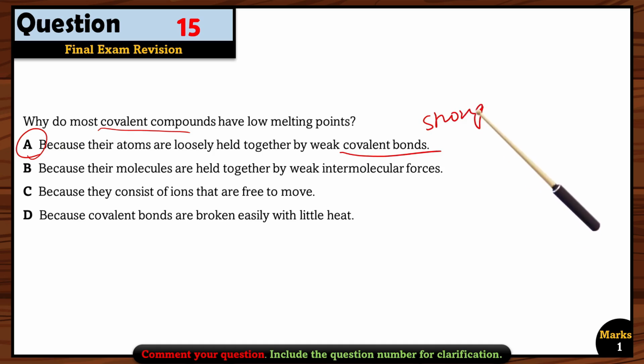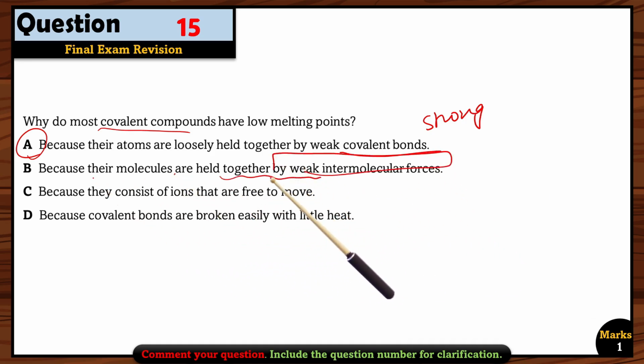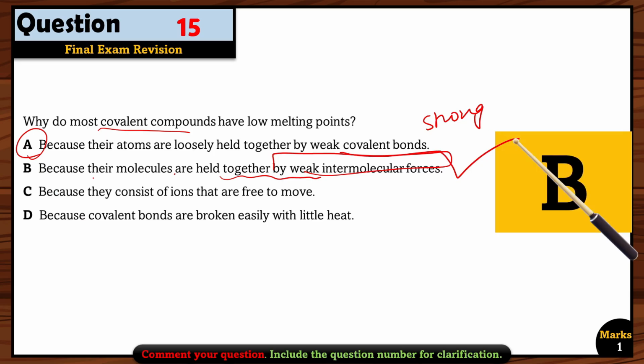So what is responsible for the low melting point? It is actually the weak intermolecular forces, or we can also call them weak attractive forces between molecules. So you have to choose that option, because their molecules are held together by weak intermolecular forces. Whenever they ask you about the melting or boiling point of covalent compounds, the reason is not the covalent bond. The reason is always the weak intermolecular forces, or the weak attractive forces between molecules. You always have to choose that option. So option B is the right option.